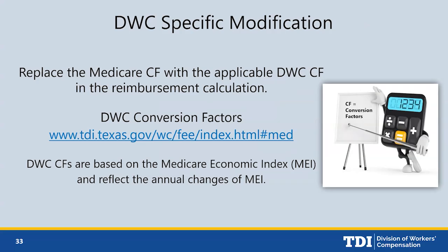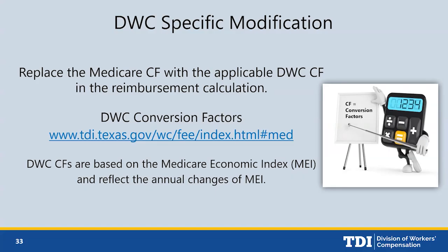We have two of them. And you can find them on our website. I'll show you a picture of them in just a minute. Our conversion factors change every year. So we're going to announce it in the fall and we're going to publish it in January. And it's based off the Medicare Economic Index, basically the cost of goods and services that are published by Medicare every year. We base our conversion factors off of that.